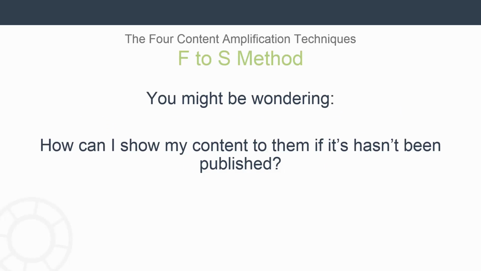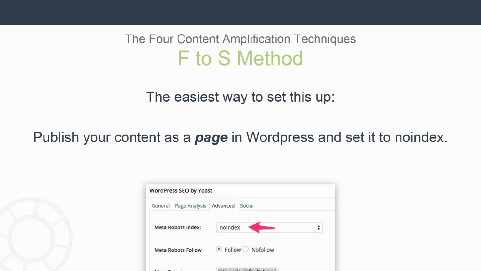So you might be wondering, how can I show my content to them if it hasn't been published yet? What will I send them if they say, yes, show it to me? Well, the easiest way to set this up is just to publish your content as a page in WordPress. That way it doesn't show up in your RSS feed or on the homepage blog feed, and just set it to no index so Google can't find it right away.